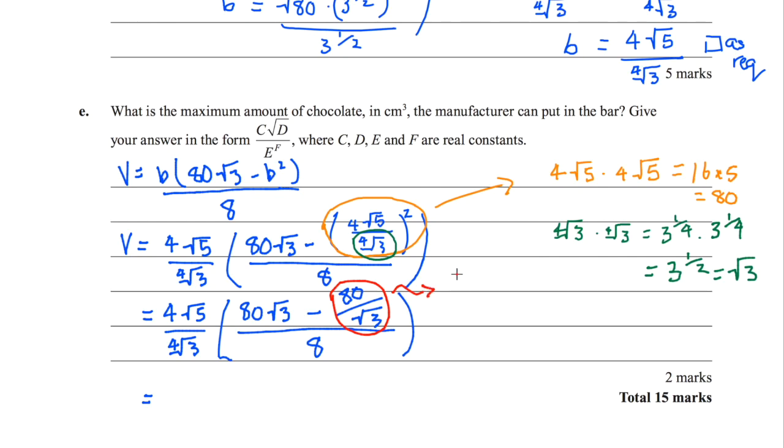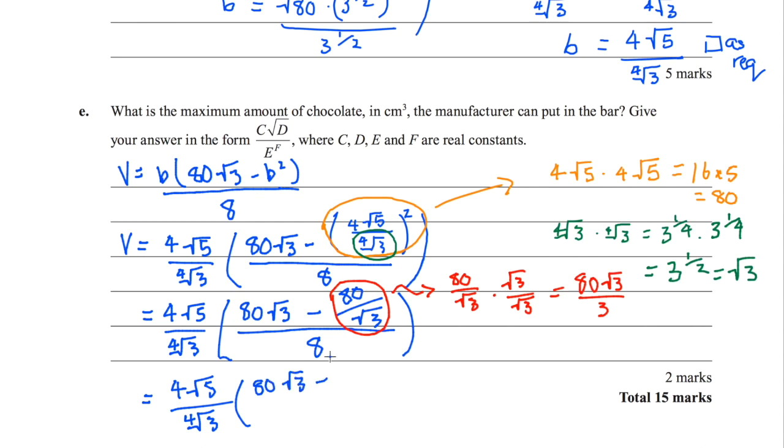If we rationalize the denominator, if you remember, it's 80 on root 3 times, you multiply the top and bottom by the value of the denominator. So it's 80 root 3 on 3. Good, so we're getting there slowly. So it's 4 root 5 on the 4th root of 3 times 80 root 3 minus 80 root 3 on 3, all divided by 8.